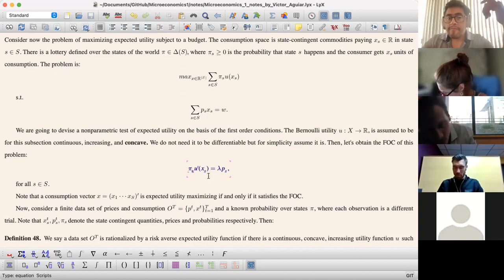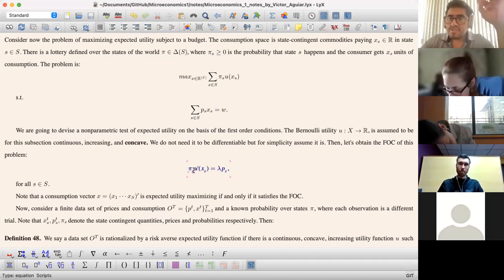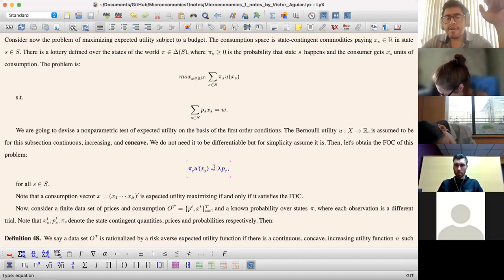It gives me that any optimizing bundle of state contingent commodities must satisfy the following equality: the probability of each state of the world S, multiplied by the marginal utility evaluated at X sub S, is equal to lambda times P sub S.